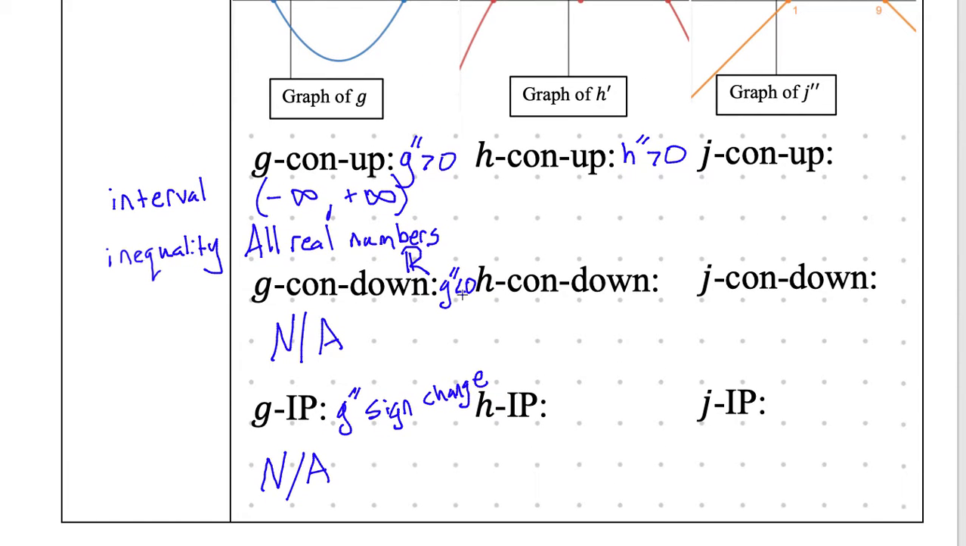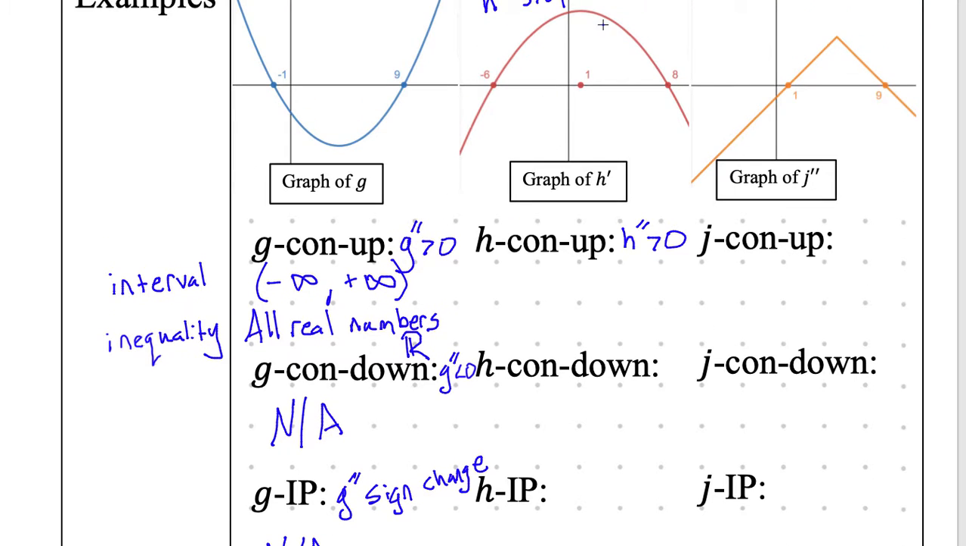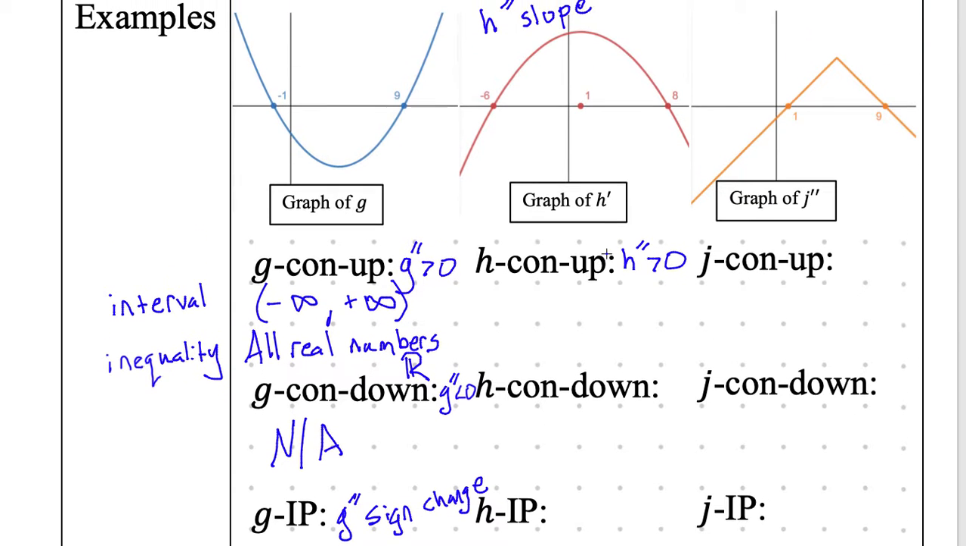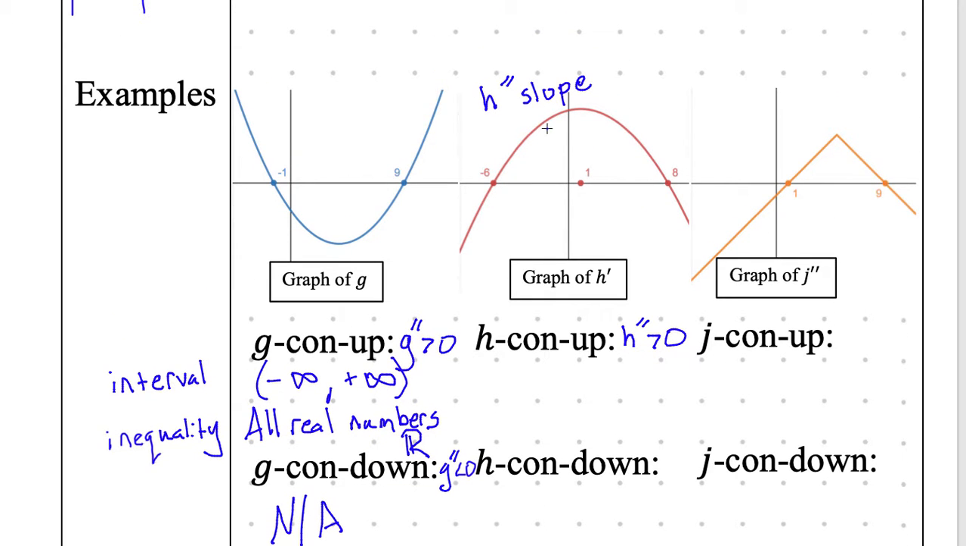All right, since we're looking at a graph of H prime, it's kind of hard and maybe confusing to think of H concave down. If it was H prime concave down, it would be super confusing. But in order to find the concavity of just a plain old H, I'm looking at H double prime, and we know we're looking at slope here. So where is the slope positive?